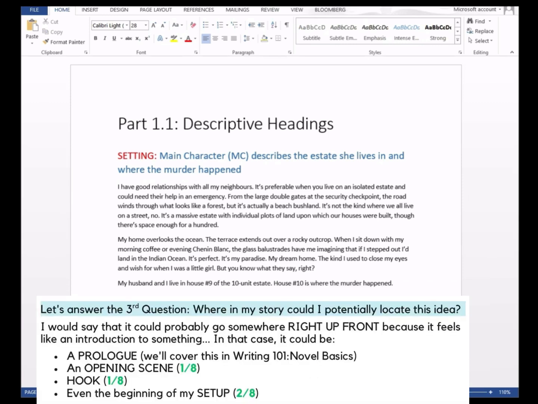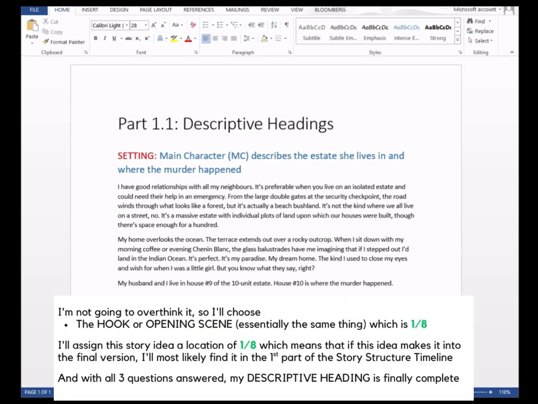Going back to answering the third question, which is, where in my story could I potentially locate this idea? I would say that it could probably go somewhere right up front, because it really does feel like an introduction to something. It could be a prologue, an opening scene, a hook, even the beginning of my setup. But I won't stress myself out overthinking it, so I'm going to choose the hook or the opening scene, which is essentially the same thing at this point.